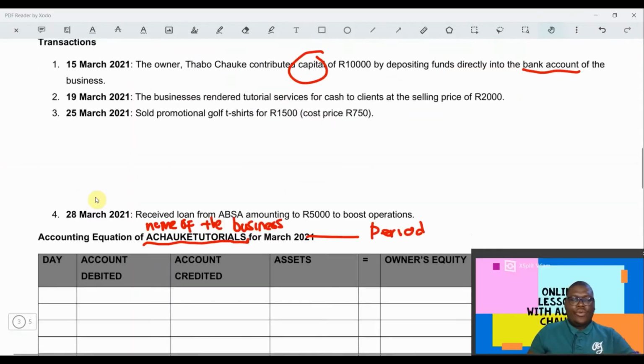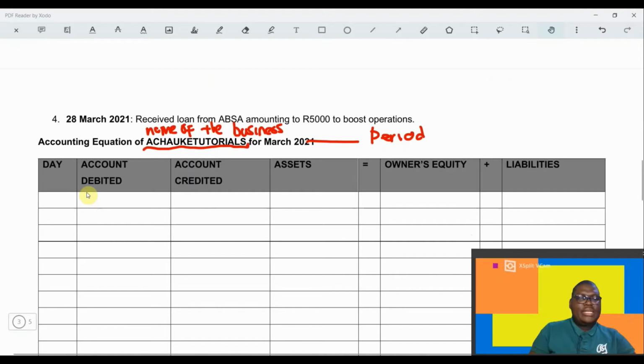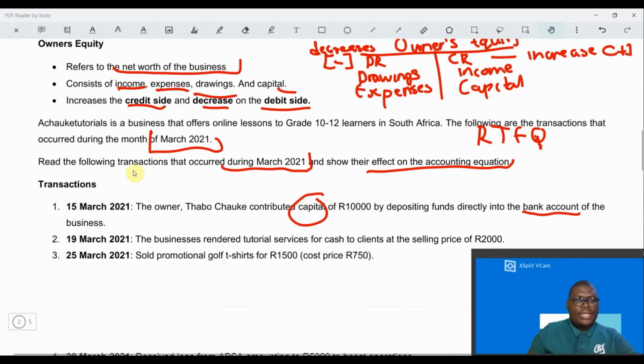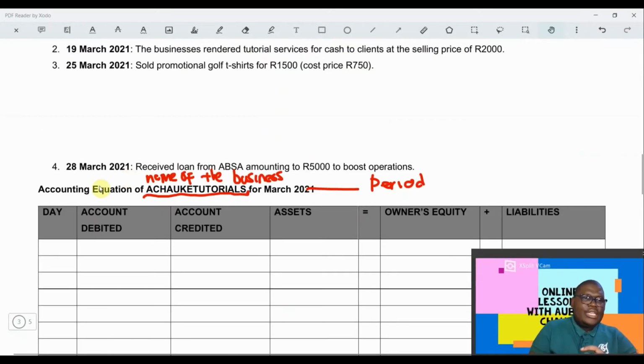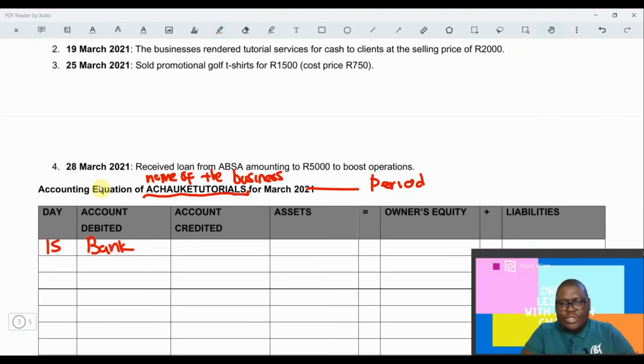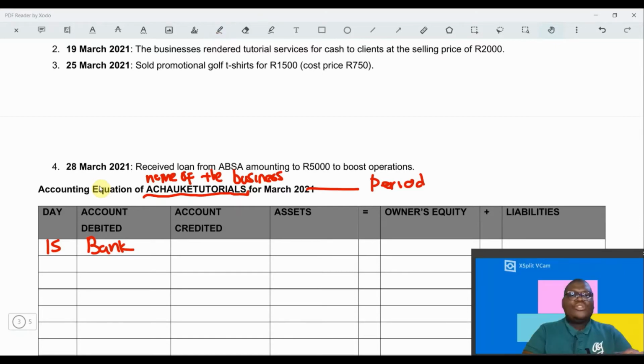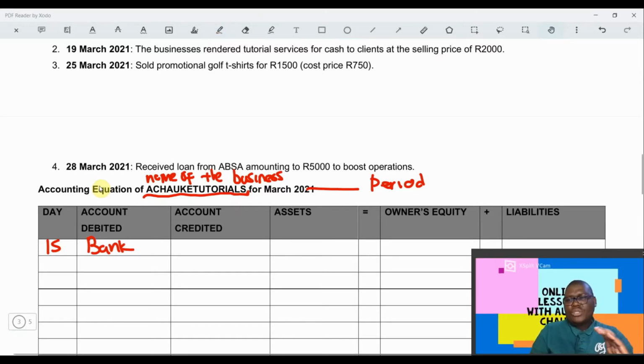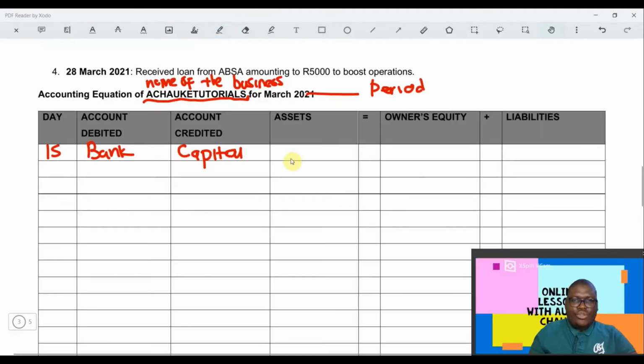Okay, so now we're going to go into the accounting equation, and then remember that this occurred on the, I think it's on the 15th of March. So you can just write the day 15. So the account that's going to be debited is going to be the bank. Remember, we are putting money in the bank account of the business. So the account that's going to be debited is going to be the bank account, and then the account that's going to be credited is your capital account. Capital.